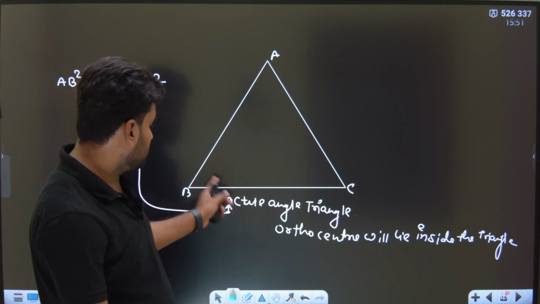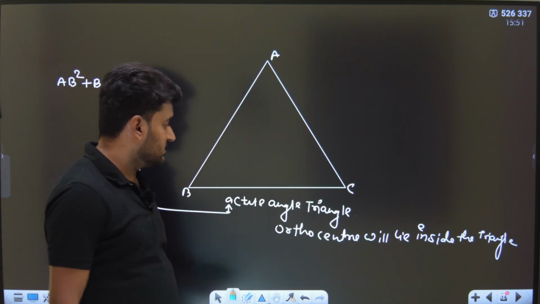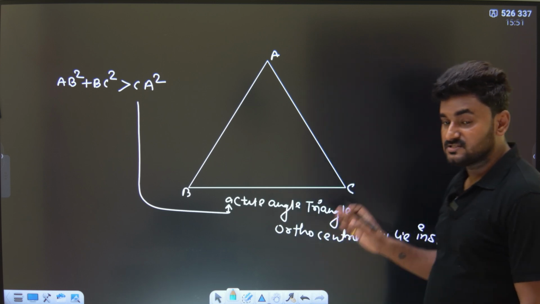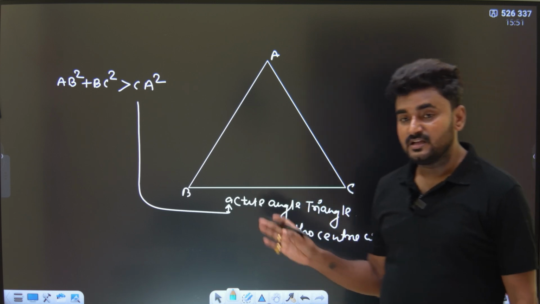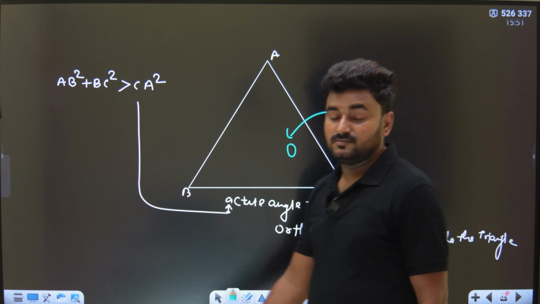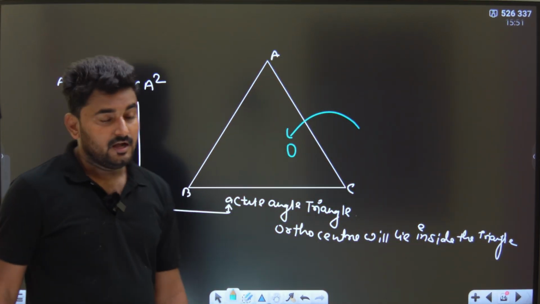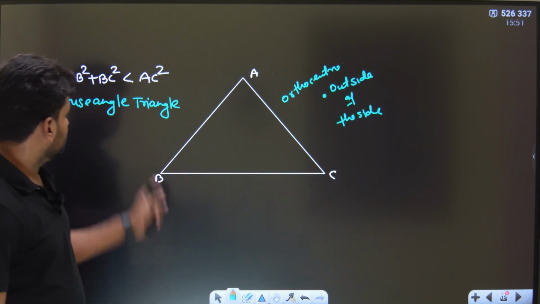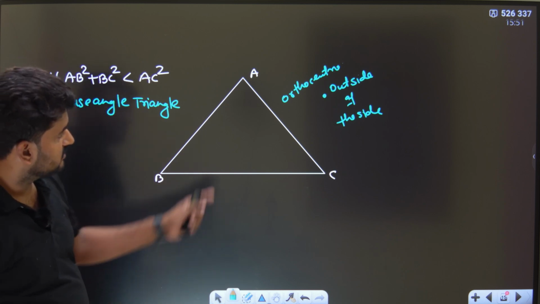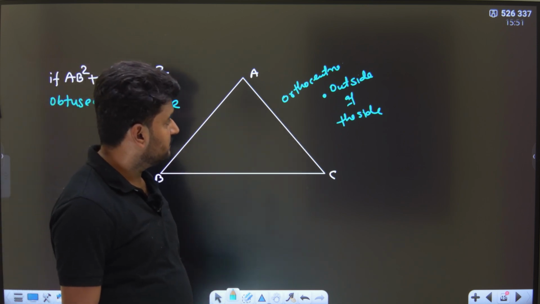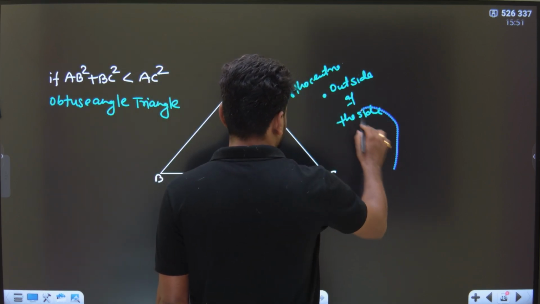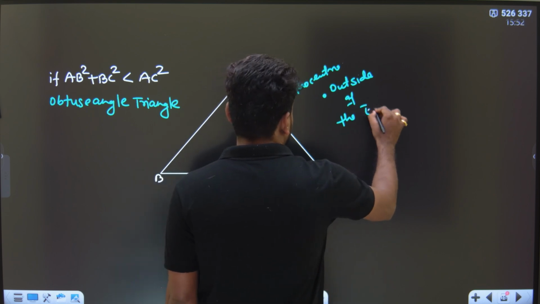Now I told here, if the triangle is an acute angle triangle, meaning AB square plus BC square is greater than the AC square, in that case the orthocenter will lie inside the triangle. Where will the orthocenter be? Inside the triangle. And as I said, in case of an obtuse angle triangle, the orthocenter will be outside of the triangle. Understand?